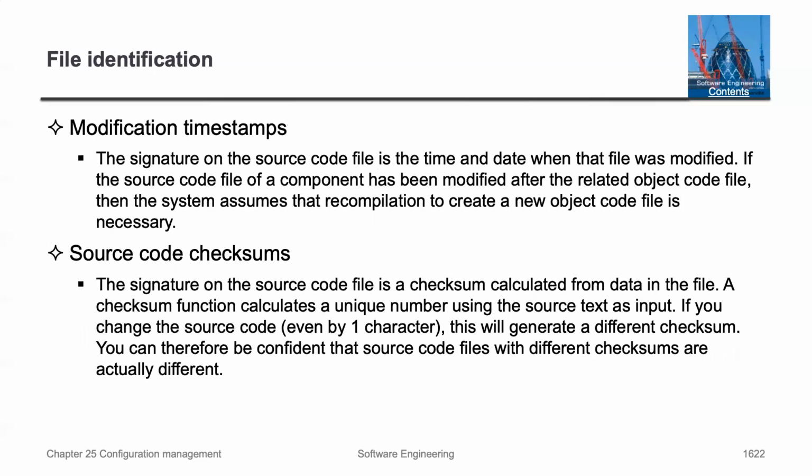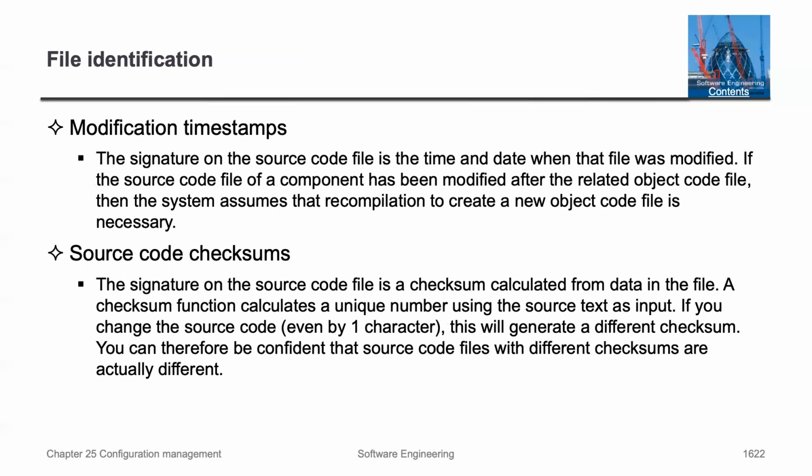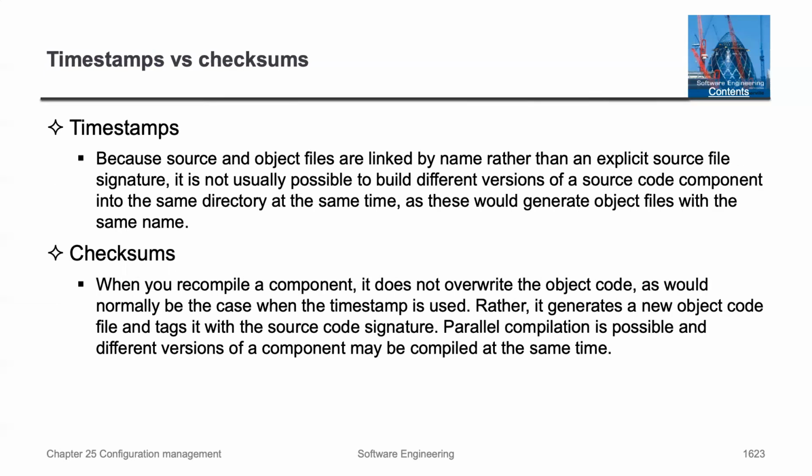For file identification, there are modification timestamps and source code checksums, and these are used to help identify where the files are in what type of releases. What's the difference between timestamps and checksums?